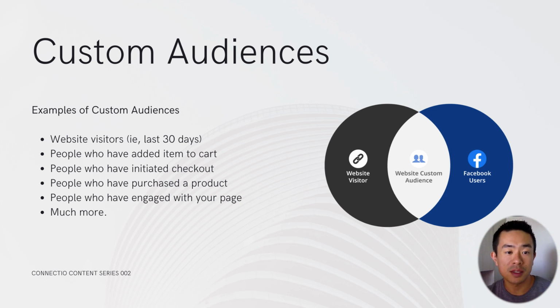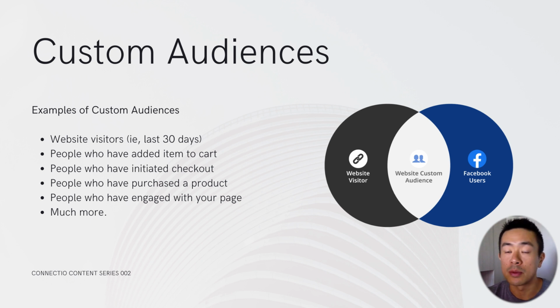Some common custom audiences are people who have visited your website, let's say within the last 30 days. You can change the day range when you're creating the custom audience. Then there are people who have added an item into the cart but didn't check out or purchase. Let's say you own an e-commerce store, you'll probably get a lot of add to carts but no purchases. So you can create a campaign around people who have added to cart and create custom messaging for those specific people who didn't complete the purchase.